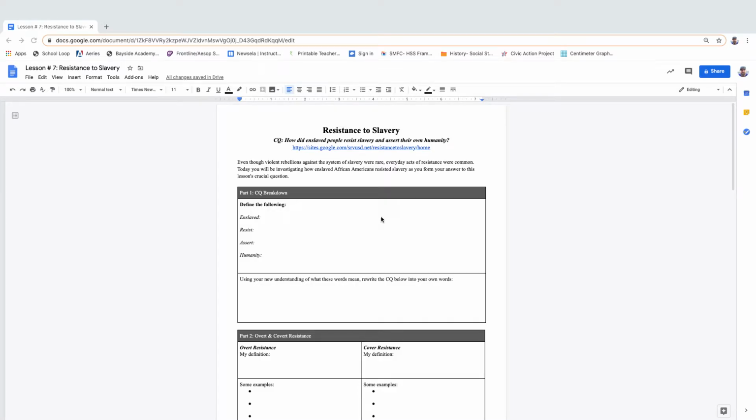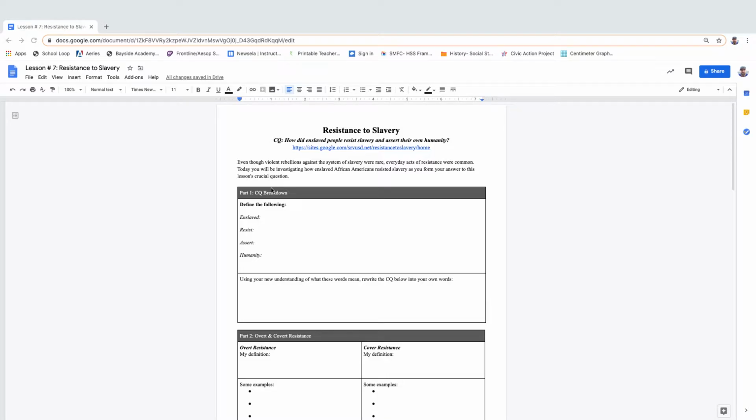Our lesson 7 is going to be resistance to slavery. So let's talk about this real quick. Our CQ is how did enslaved people resist slavery and assert their own humanity? We're going to get to our website in a moment. Even though the violent rebellions against the system of slavery were rare, everyday acts of resistance were common. Today we'll be investigating how enslaved African Americans resisted slavery as you form your answer to this lesson's crucial question.